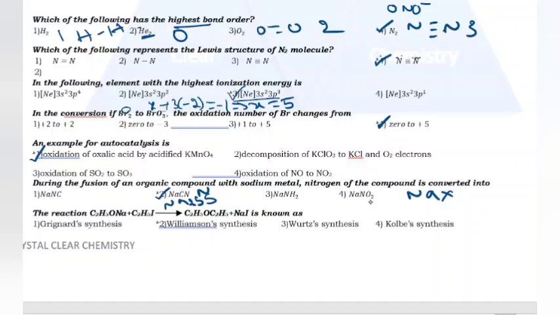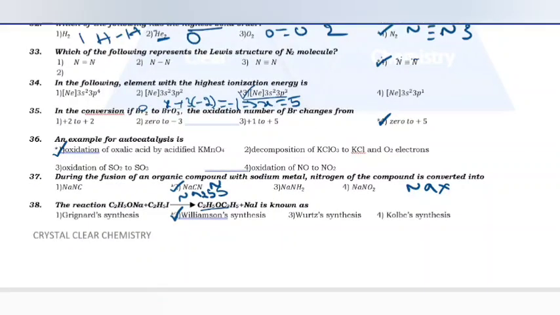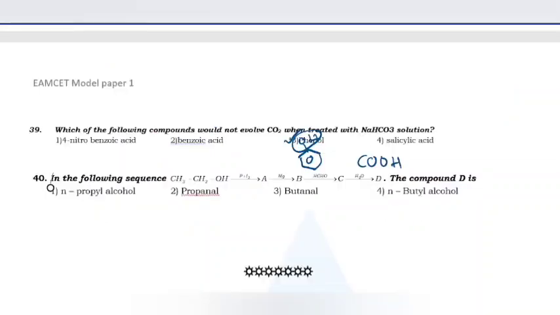Now let's move to the last two questions. In fact, they have asked which one of the following would not evolve carbon dioxide when treated with sodium bicarbonate. In order to evolve carbon dioxide with sodium bicarbonate, definitely the organic compound must contain a COOH group. If we consider salicylic acid, benzoic acid, nitrobenzoic acid, all contain the COOH group, whereas phenol contains only the OH group, so it cannot liberate CO2 gas. Hence, the third one is the correct one.